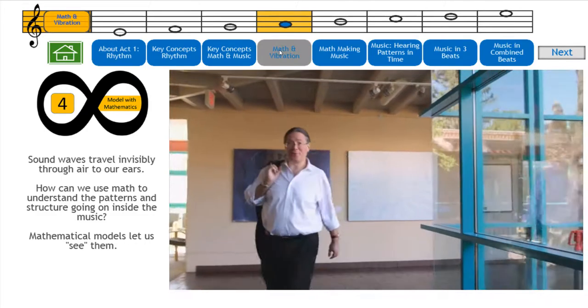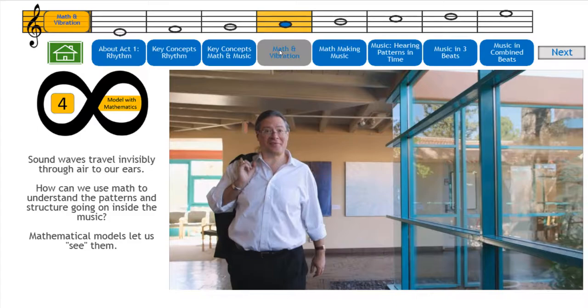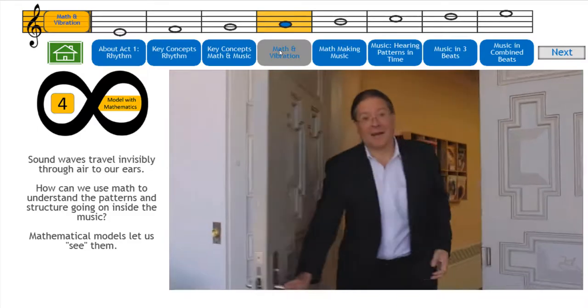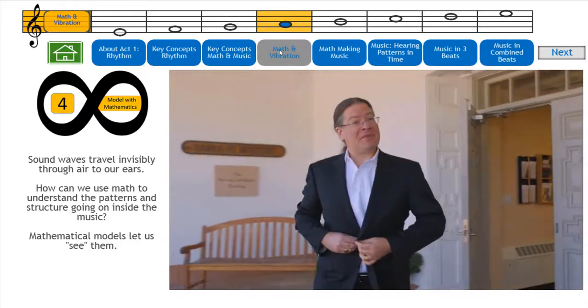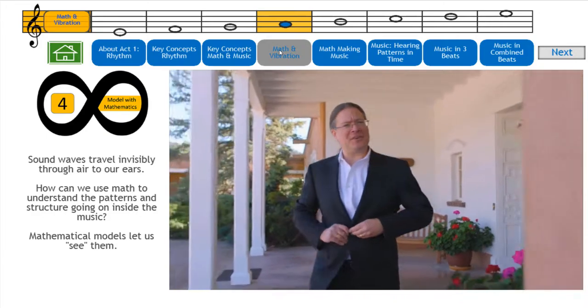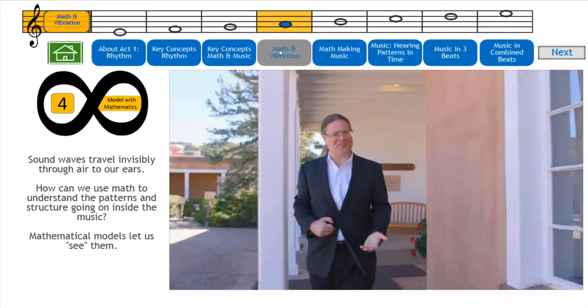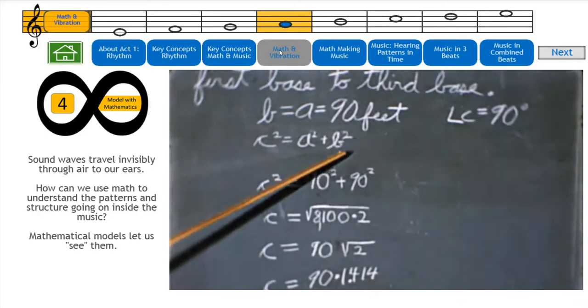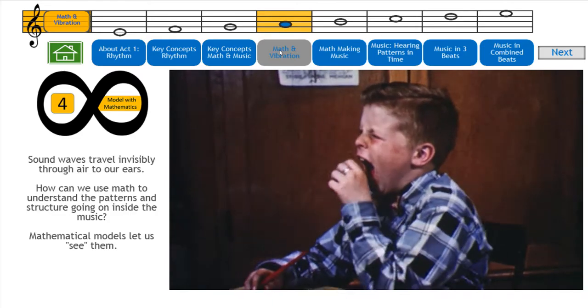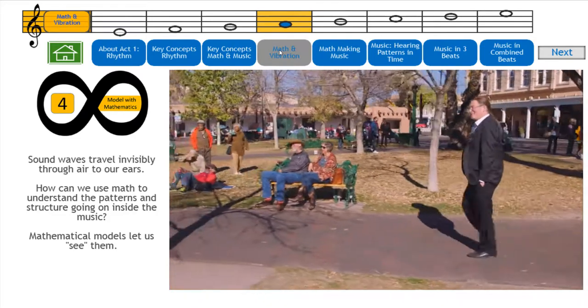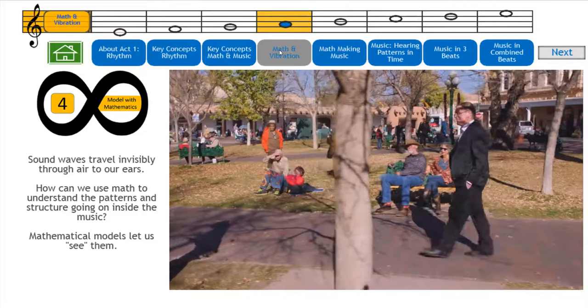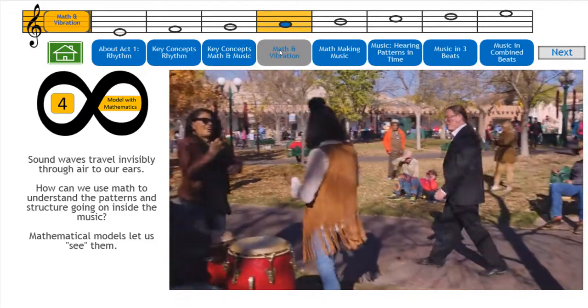My name is Chris Moore. I'm a mathematician here at the Santa Fe Institute. I love math, but some of my friends tell me that their experience with it was a bit more like this. C squared equals A squared plus B squared. But for me, math is more like this, listening to music on the plaza.